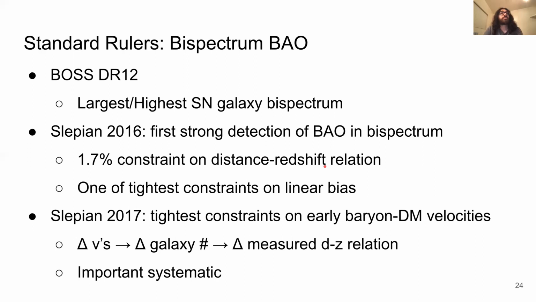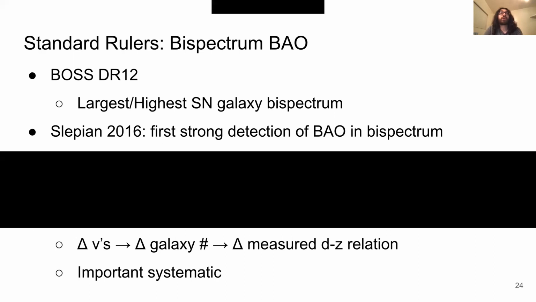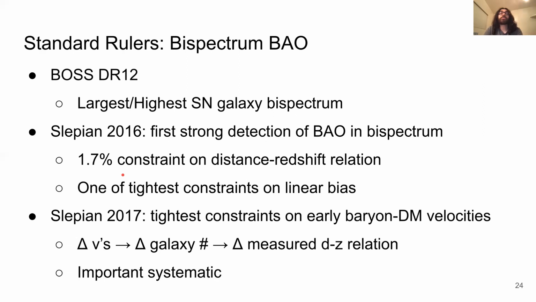So using this, they were able to put a very tight constraint, down to the percent level, on the distance redshift relationship. And they also managed to put on one of the tightest constraints on the linear bias using the BAO feature in the bispectrum.